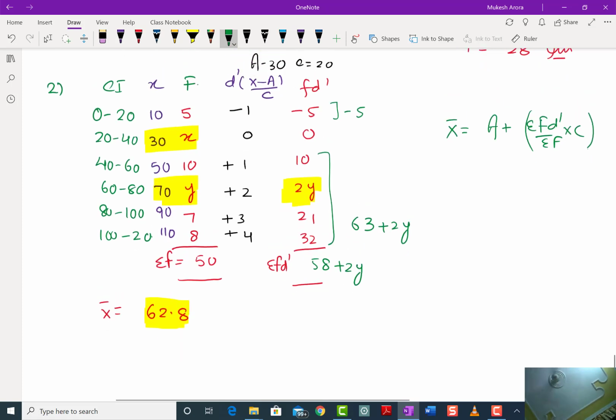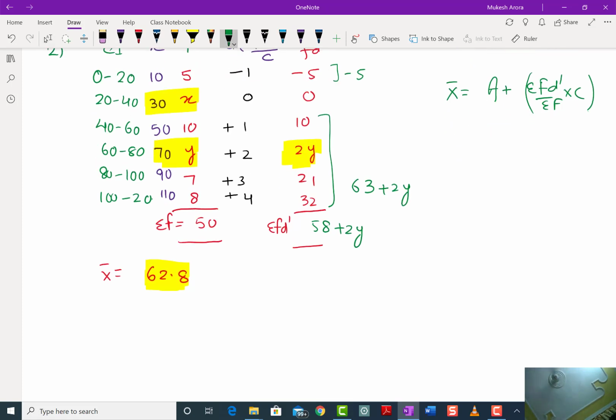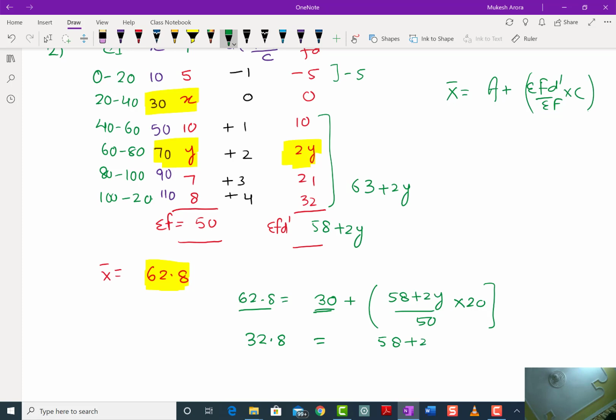So we are aware of now what to do. The mean given to us is 62.8. We have assumed the mean 30, and the sum is 58 plus 2y, and the total is given as 50, into 20. So 62.8 minus 30 gives 32.8, which is equal to (58 plus 2y) by 50 into 20. This also can be cancelled.